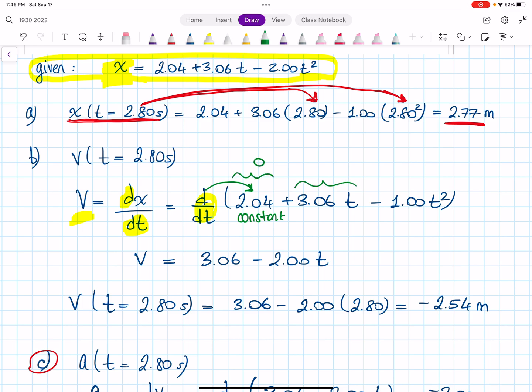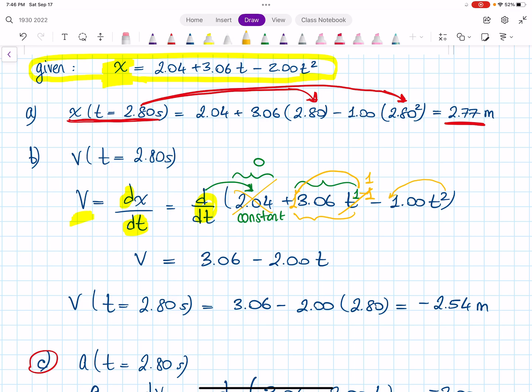The derivative of 3.06t, t has a power of 1. How do you work with the exponents? The exponent comes down as the coefficient. Then you have to subtract 1 from the exponent. 1 minus 1 is 0. Anything raised to the 0 power is 1. So this term is going to leave you with 3.06. Here you have nothing. And finally, we have negative 1, t raised to the second power.